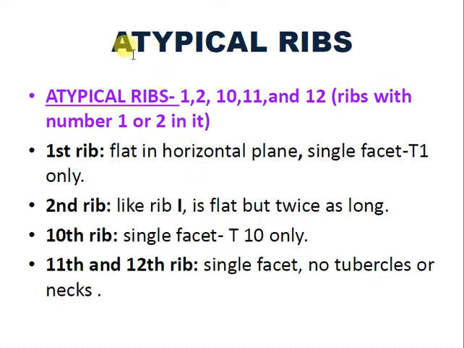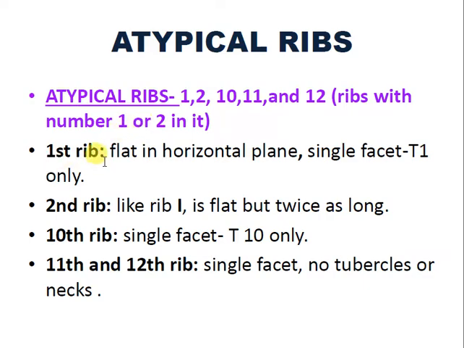Also you have the atypical ribs, which are rib number 1, number 2, number 10, number 11 and number 12. The easiest way to remember atypical ribs is that their numbers contain 1 or 2. Number 1, number 2, number 10 contains 1, number 11 contains 1, and number 12 contains 1 and 2. So all of the atypical ribs contain 1 or 2.